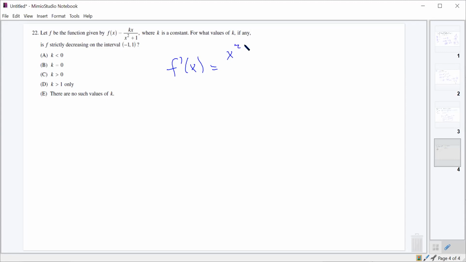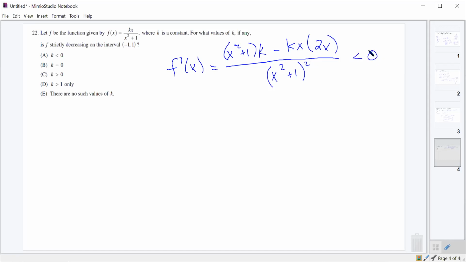So that'll be the denominator times the derivative of the numerator, which is just k, minus the numerator times the derivative of the denominator, which is 2x, over x squared plus 1 squared. Everybody good with that derivative? Okay. So first thing is we want this to be less than 0 when x is between -1 and 1.